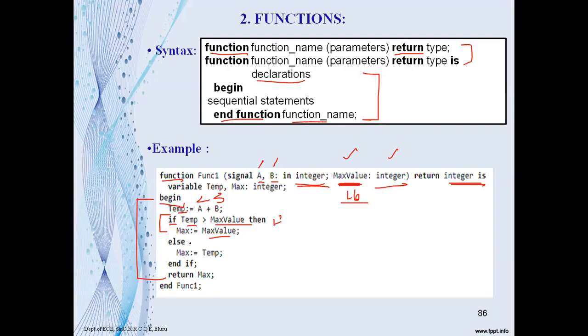But there is another condition. If it is not, else it has to check for this. What is this? The temp value is directly assigned as the maximum value. What is the temp value you have? 5. That is assigned to the maximum. And now what value are you returning here? You are returning the value maximum. What is the maximum? The maximum is the temp value. What is the temp value? The temp value is a plus b. So the maximum value after executing this function is 5.